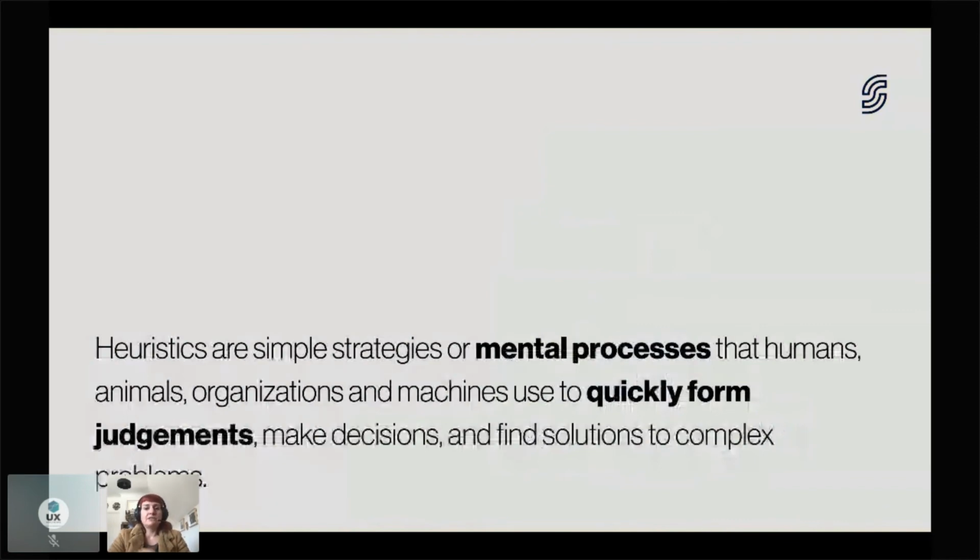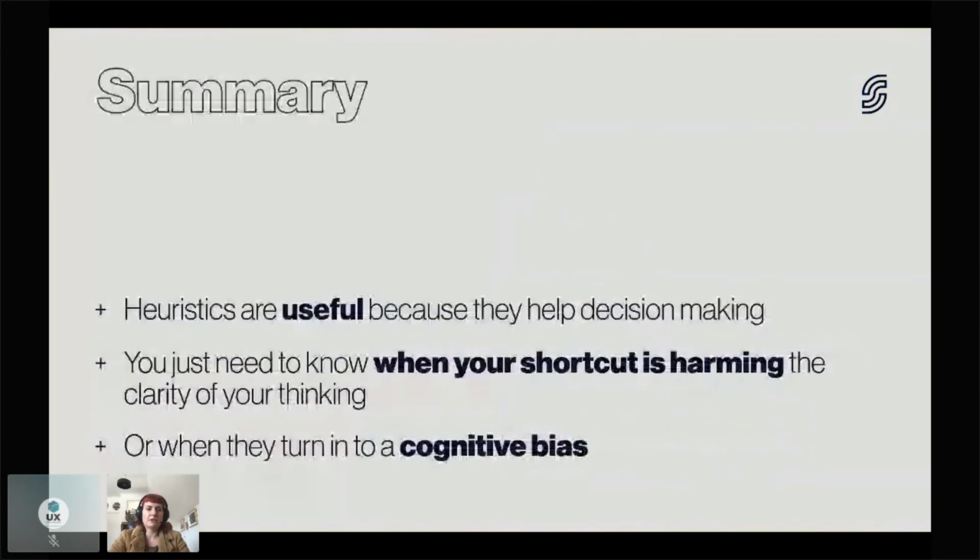Heuristics are simple strategies or mental processes that humans, animals, organizations, and machines, interesting thing from an AI perspective there, use to quickly form judgments, make decisions, and find solutions. So, summary. Heuristics are useful because they help decision making. You just need to know when your shortcut is harming the clarity of your thinking, or much more important, when it gets turned into a cognitive bias.